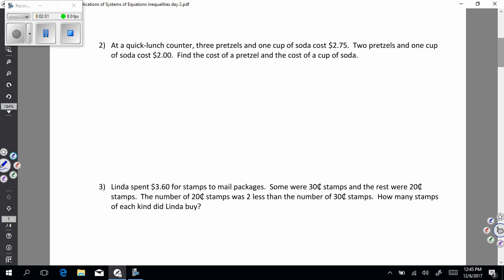Number two is something that has like the two totals, similar to our last unit, we did something like this. At a quick lunch counter, 3 pretzels and 1 cup of soda cost $2.75. So I'm thinking it has to add up to $2.75. And then 2 pretzels and 1 cup of soda cost $2, so it adds up to $2. So I just need some let statements so I can write the rest of the equation.